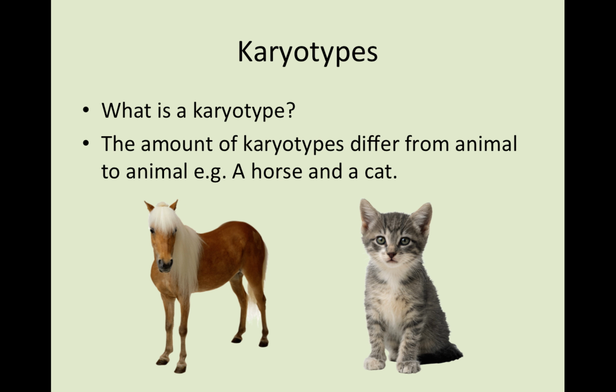Karyotypes. What is a karyotype? A karyotype is the complete amount of chromosomes an animal has naturally within its body. The amount of karyotypes differs from animal to animal, e.g. a horse and a cat. Whereas the horse has 32 chromosome pairs in its body, the cat has only 19 pairs. It is important that animals have a set amount of chromosomes in their body, as without the set amount, low vitality and infertility can arise.